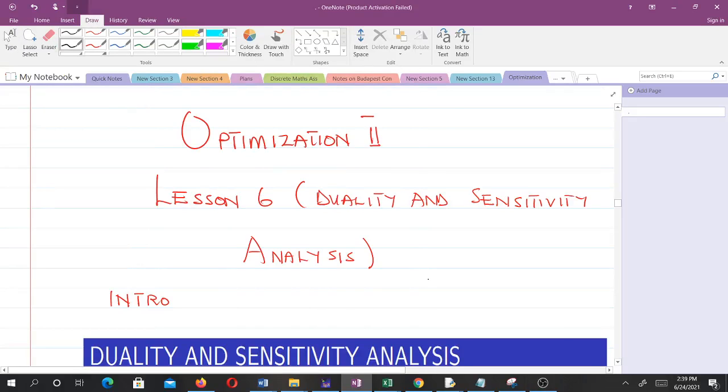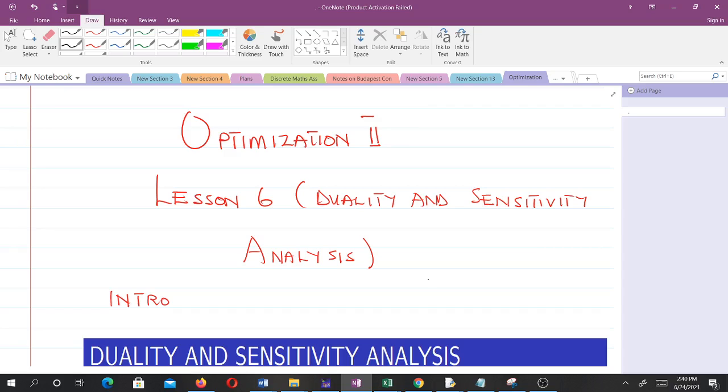Hello and welcome to this lesson in our study of optimization 2. This happens to be the sixth lesson, and note that so far you've been learning how to solve linear programming models. We learned the graphical method, which is applicable when we have just two decision variables. But in real life problems, we mostly deal with more than two decision variables, so we introduced the simplex algorithm. Based on the simplex algorithm, we can have some methods like the two-phase method, the big M method, and what have you.